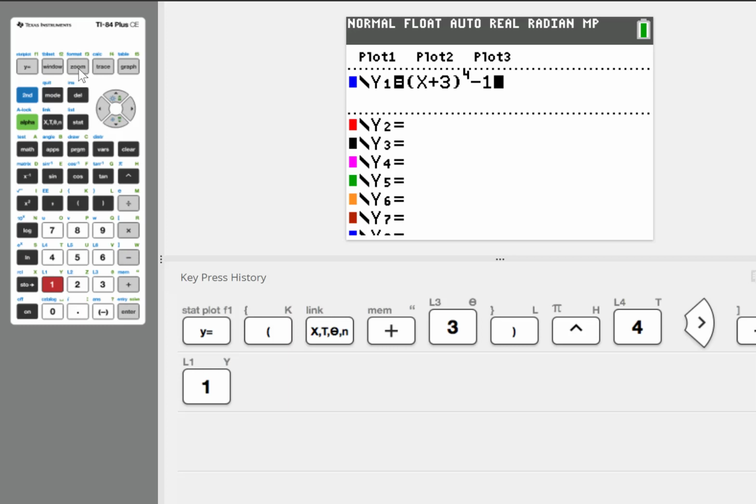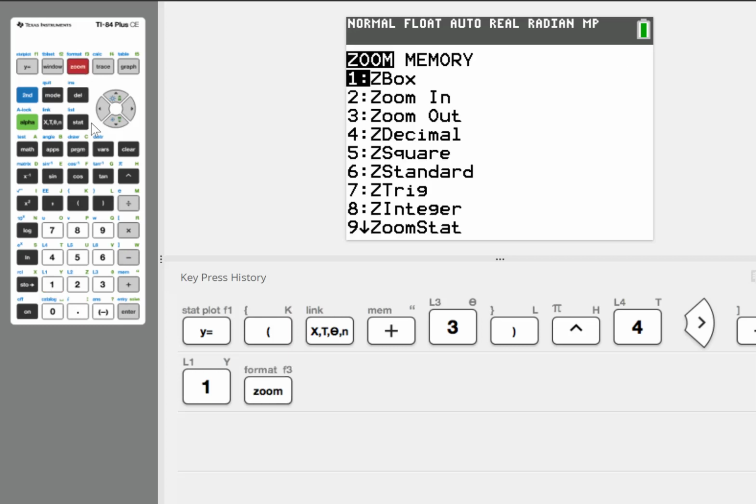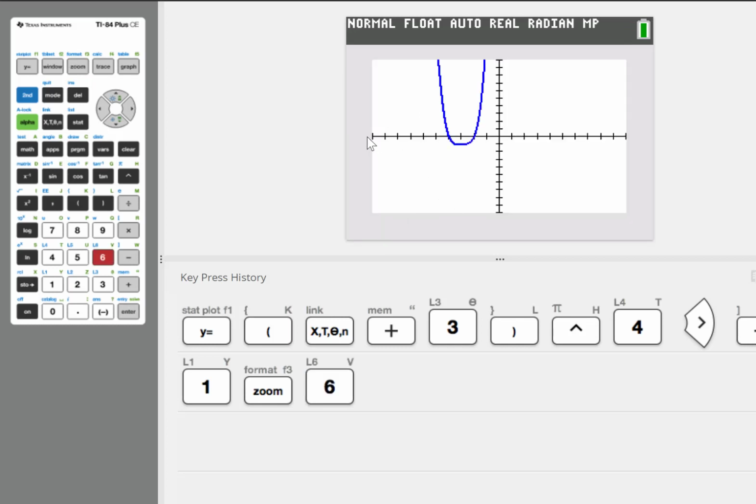And then if I go to the zoom window, choice 6 is called Z standard, and it just means it's going to show me 10 in every direction. So this is negative 10, positive 10, negative 10, and positive 10. So here's my picture. It's not a parabola. Parabolas have an exponent of 2. It's kind of got a flatter shape here toward the bottom than a parabola does. In any case, we've drawn the picture.